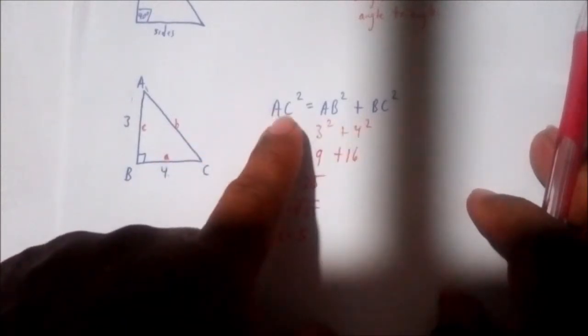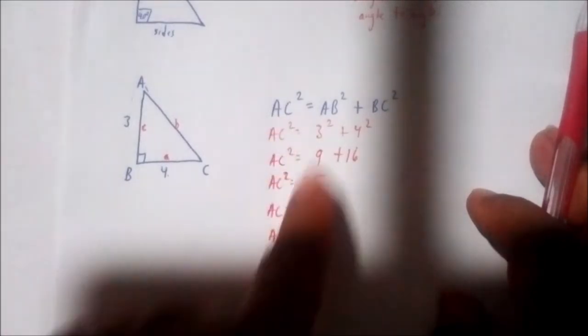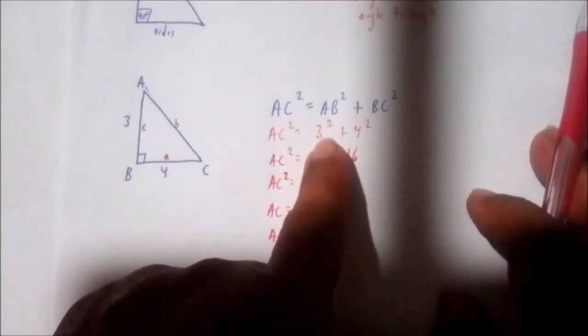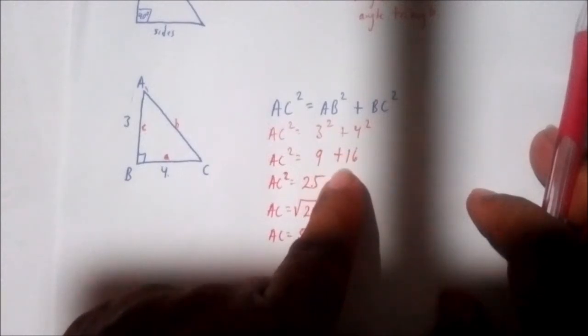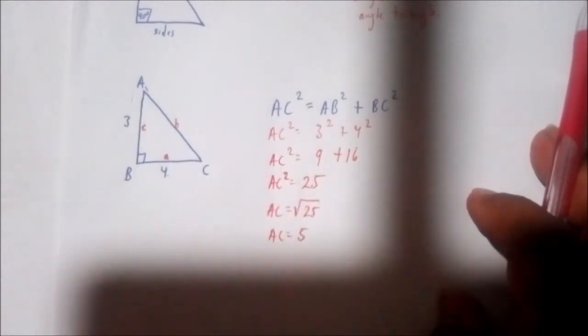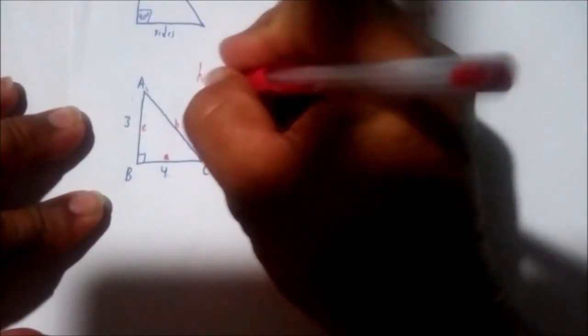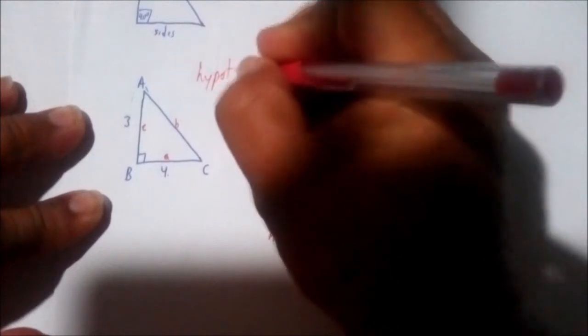So when you are looking for the hypotenuse, that will stay on this side by itself, and you just square and add the other two numbers, and then find the square root. That is how you find the hypotenuse length. So this was when we were looking for the hypotenuse.